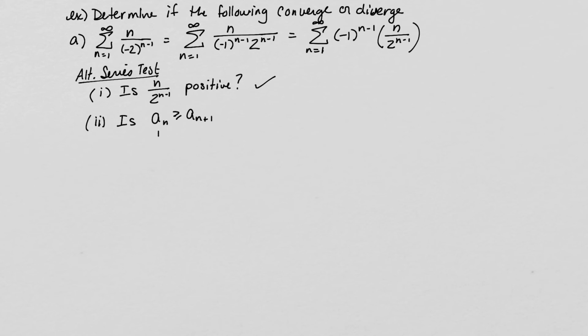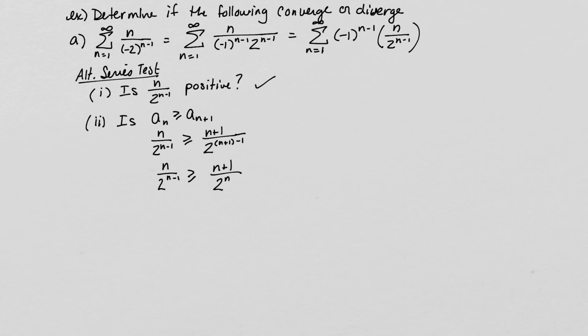So is n over 2 to the n minus 1 bigger than or equal to n plus 1 over 2 to the n plus 1 minus 1? So basically I'm trying to determine, do these things go down in size? So if I clean this up a little bit, I have n over 2 to the n minus 1. Is that going to be bigger than or equal to n plus 1 over 2 to the n? Okay, so yeah. So it is.